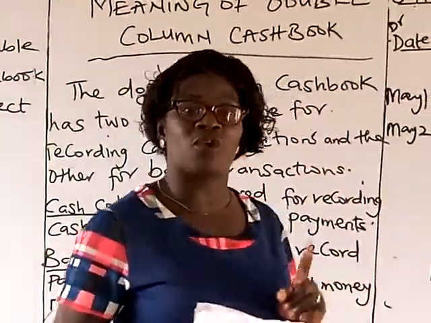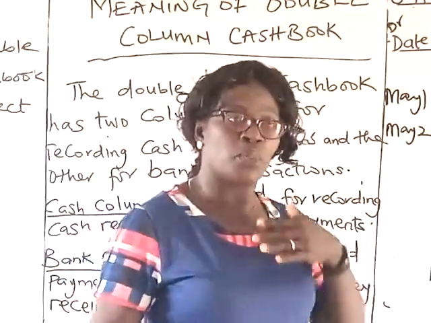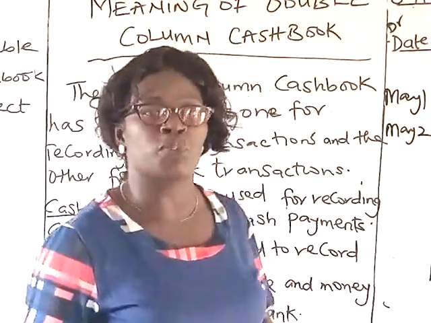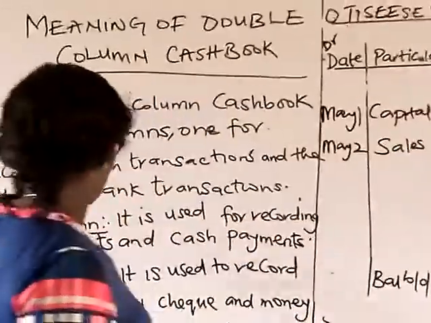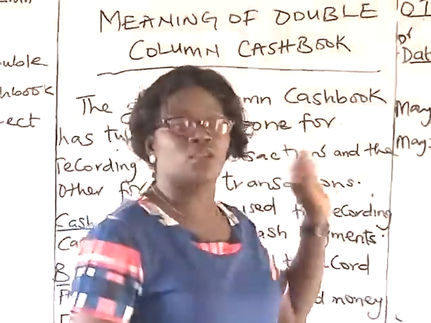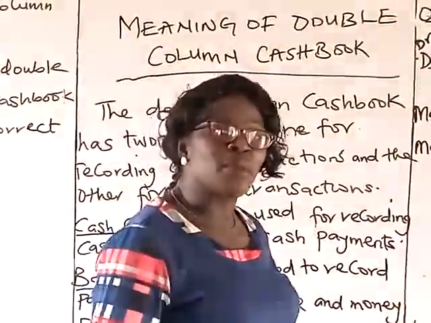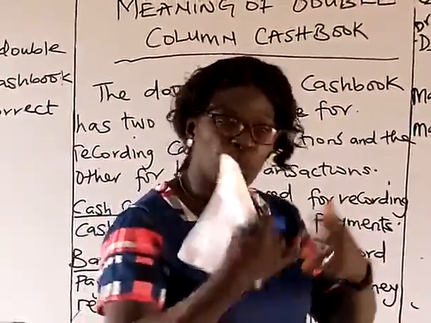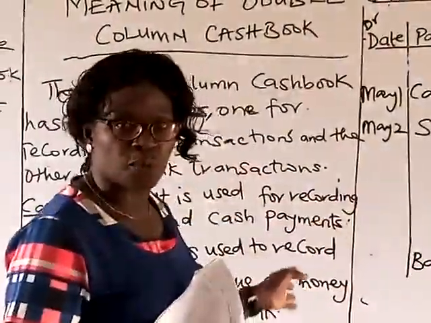While under the credit side, any money that you spend that goes out, maybe you purchase, you give out, you buy, you bought, you are going to post all those items on the credit side. So we are having two columns now under the double column cash book. Under the cash column, any cash that you receive, any cash that you paid out, you are going to record them under the cash column.